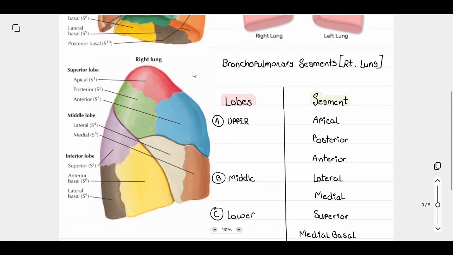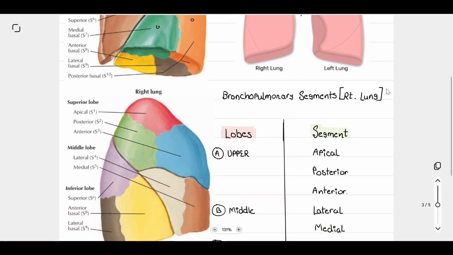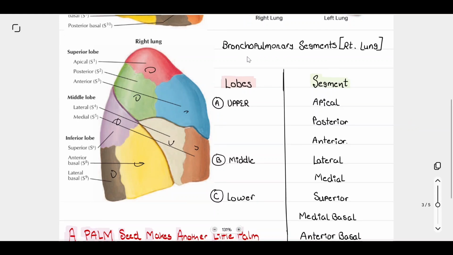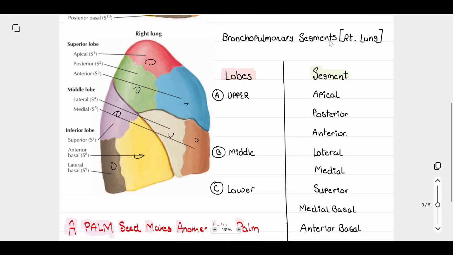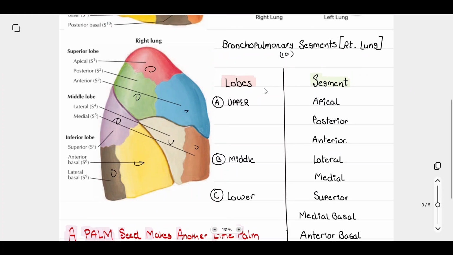And this is our lateral view, that is, we are viewing from here. This is our lateral view, and these are the various segments of the right lung. So the bronchopulmonary segments of the right lung: there are chiefly 10 bronchopulmonary segments, and those segments are in their relative lobes.